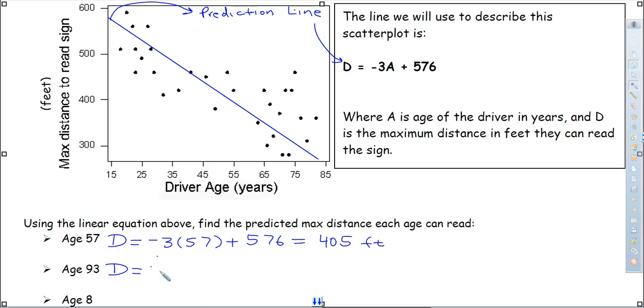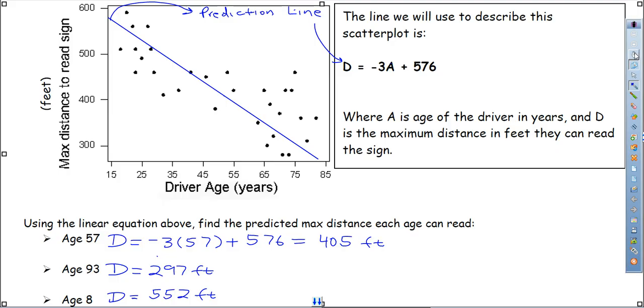So plugging those in, we'll have 93 years old is predicted to be able to read a sign from 297 feet. And an 8-year-old, using our prediction equation, is predicted to be able to read a sign from 552 feet away. Okay? So let's go down and talk about these predictions.